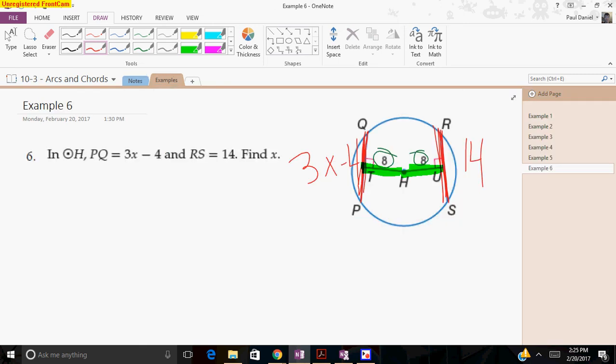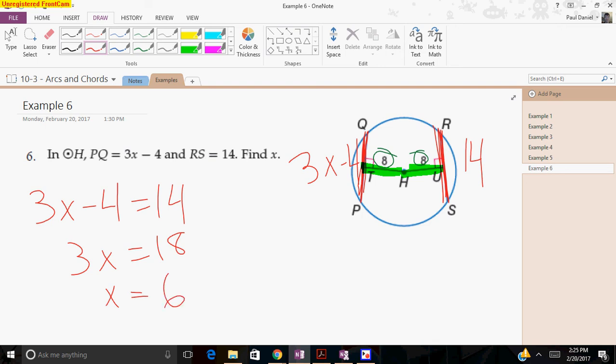So, if their chords are congruent, that means their measurements must be equal. That means 3x minus 4 must be equal to 14. If I add 4 to the other side, I'll get 3x is equal to 18. If I divide by 3, I'll get x is equal to 6. And hallelujah, I have done it. I have found the value for x. That's actually what they wanted me to find this time. Always be careful. Make sure that's what they want you to find. Sometimes we find x and we get very excited about it, and then that's not what they were asking us for. It was just a step along the way.